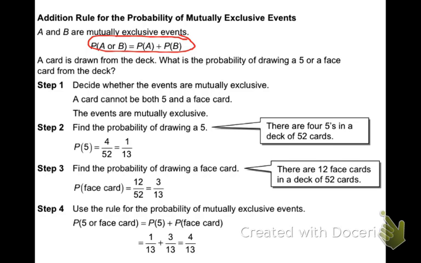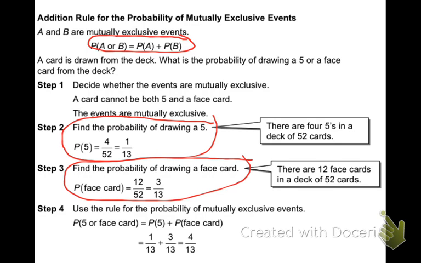So what happens here is you look at, well, what's the probability of drawing a 5? Well, 4 out of 52 or 1/13. What's the probability of drawing a face card? Well, that's 12 out of 52 or 3/13. So what's the probability of drawing a 5 or a face card? Well, I add the probabilities and you end up with 4/13. So for mutually exclusive events, you find each event and then you add them. So it's like this or this happening.